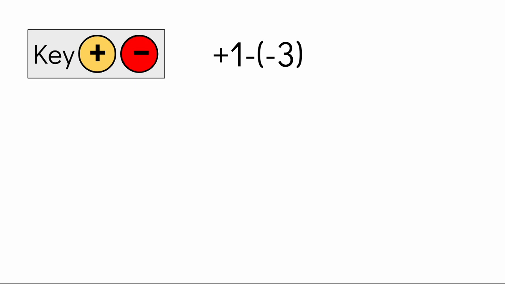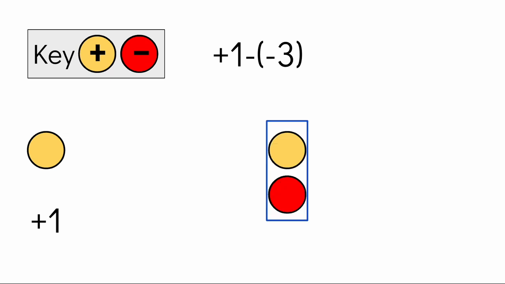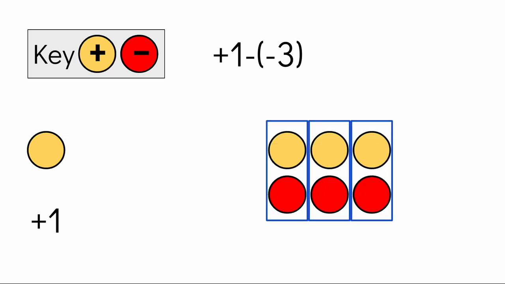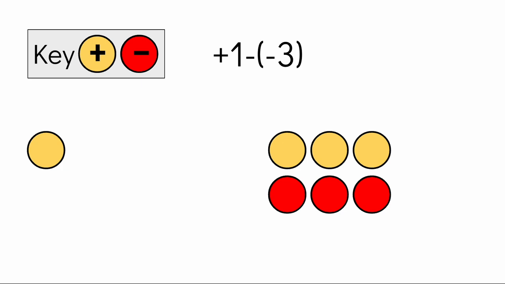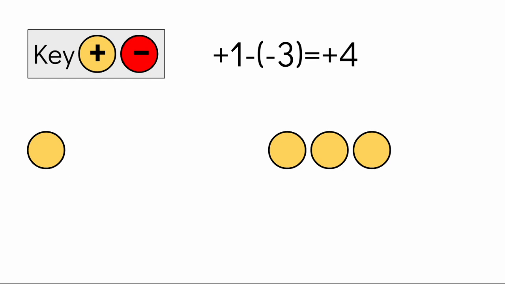Let's model positive 1 minus negative 3. We'll first model positive 1 with 1 yellow counter. Currently, I have no negatives that I can subtract or take away, so I need to add some zero pairs. Adding 3 zero pairs, I now have 3 negatives that I can subtract or take away. Subtracting negative 3, I'm left with positive 4. Positive 1 minus negative 3 equals positive 4.